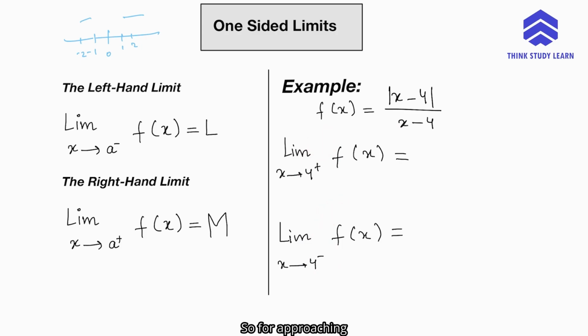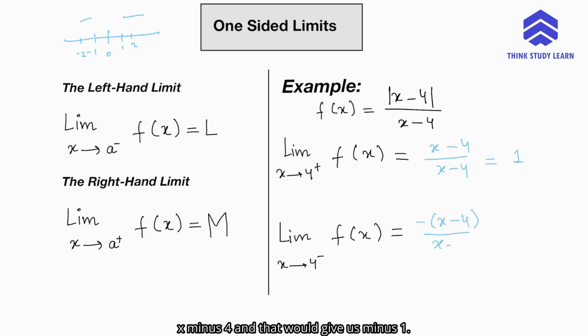For approaching from the positive side, we'll write x minus 4 as it is, and that would give us 1, while for the negative side, we'll write the negative part of absolute x minus 4, and that would give us -1. So we have 1 in the case of the right-hand limit and -1 in the case of the left-hand limit, and we can also deduce from it that the left-hand limit and right-hand limit are not necessarily equal. In some cases, they might be equal, but it's not necessary that they must be equal.